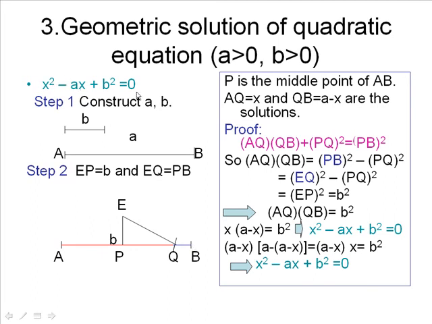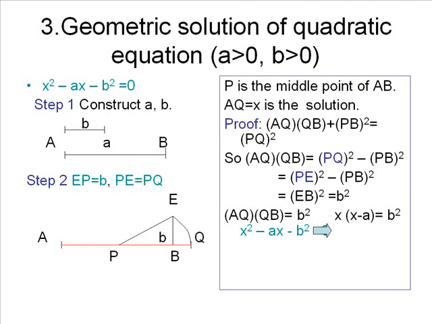equation. Now we're going to change plus to minus to construct another geometric solution. And here, we're going to use the other identity: AQ times QB plus PB squared equals PQ squared.